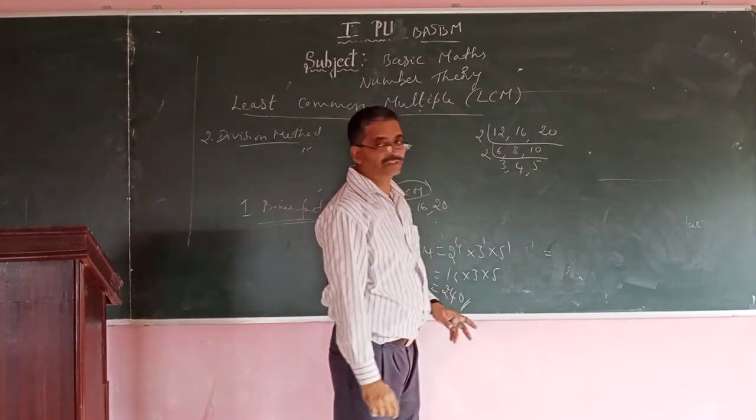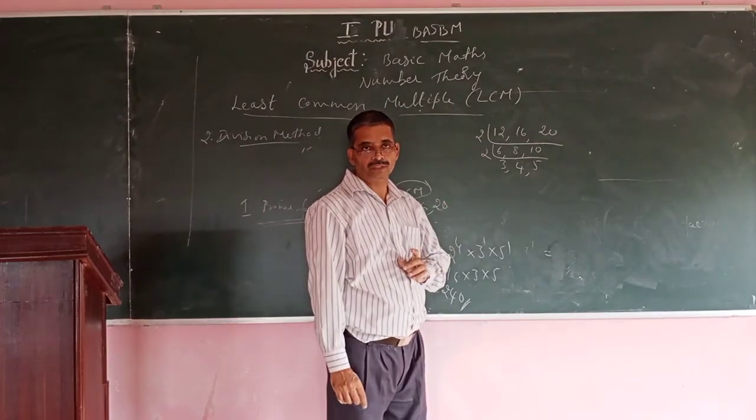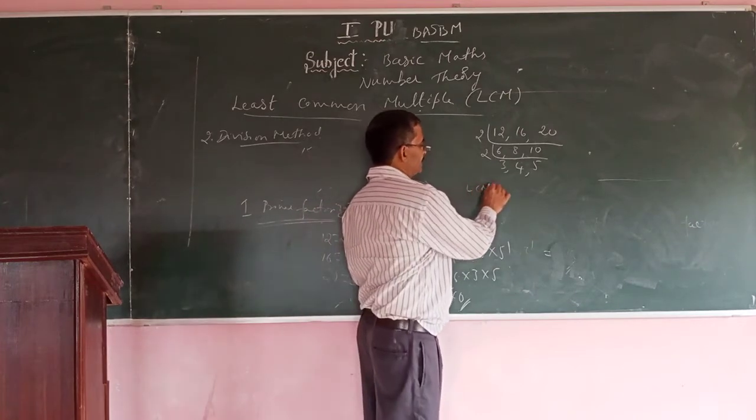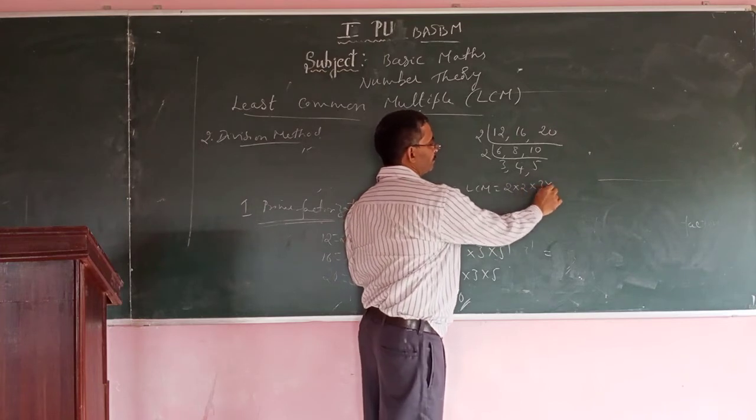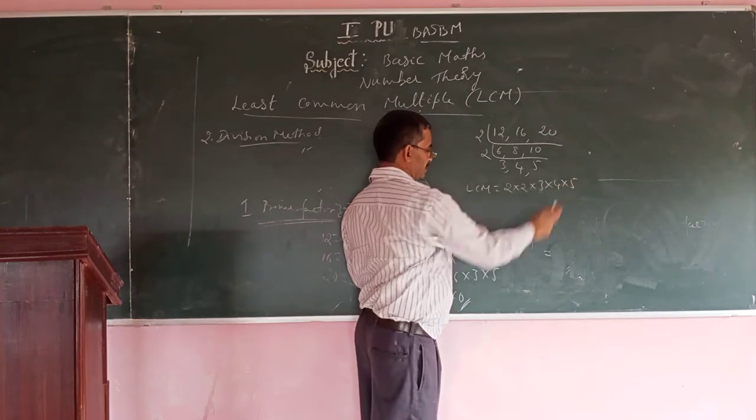Can you get any number which divides 3, 4, 5 now? No, they are all co-primes. So this is the one. So what is the LCM? LCM is 2 into 2 into 3 into 4 into 5.